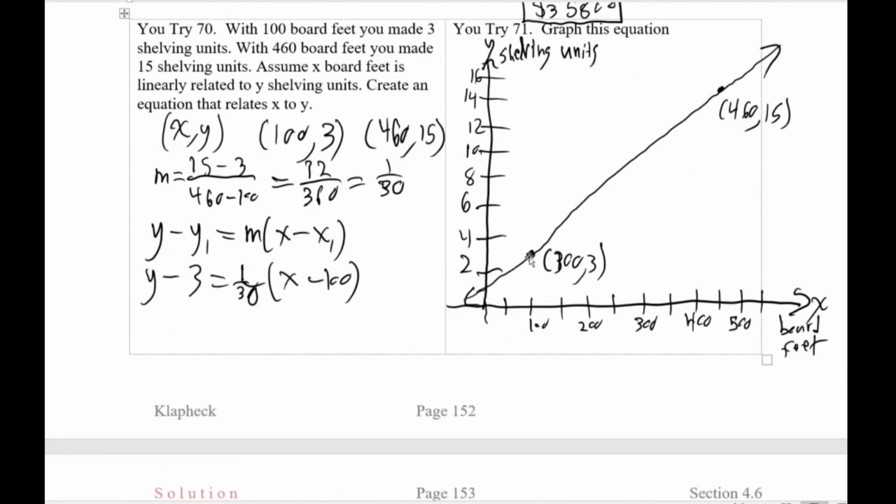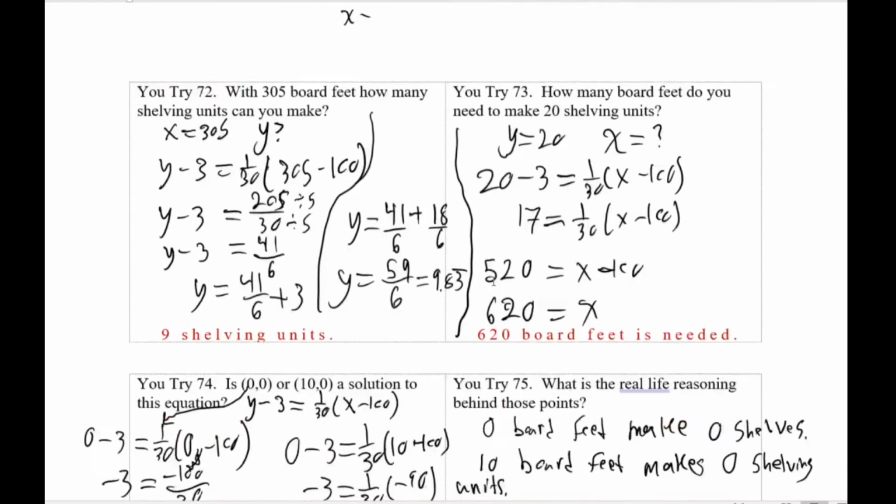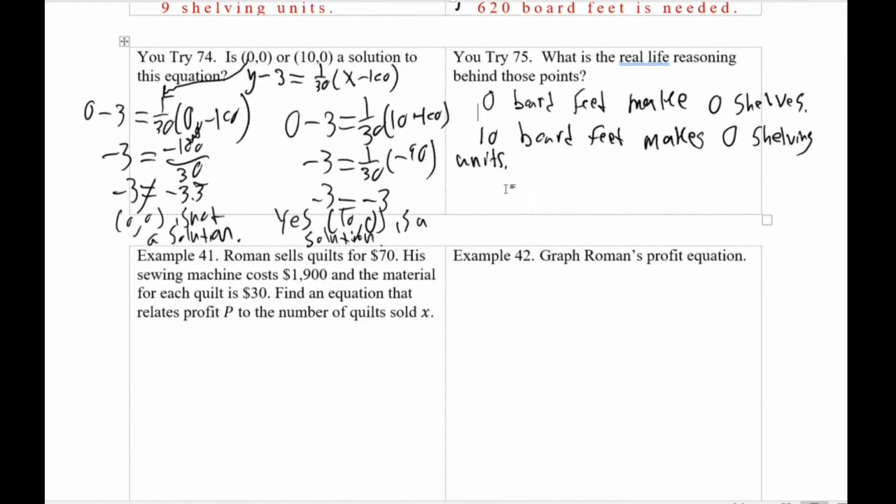I would guess that from the very first shelving unit that you make, that would require an extra 10 board feet, because you could make mistakes, or perhaps you need to create a stand to make the rest of the shelving units. But there's a little bit of waste that goes into the very first shelving unit.